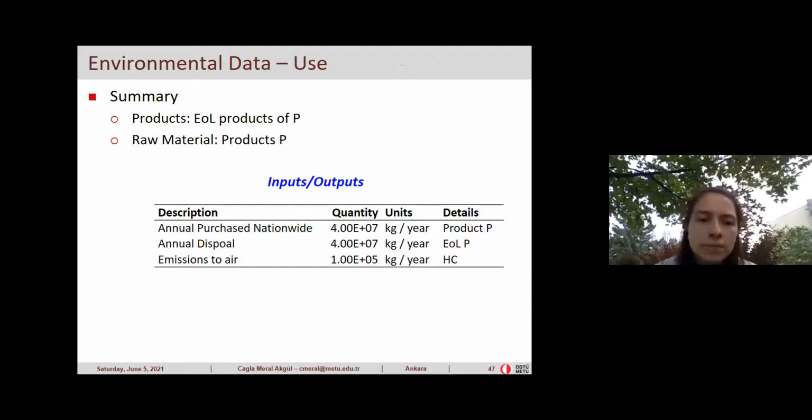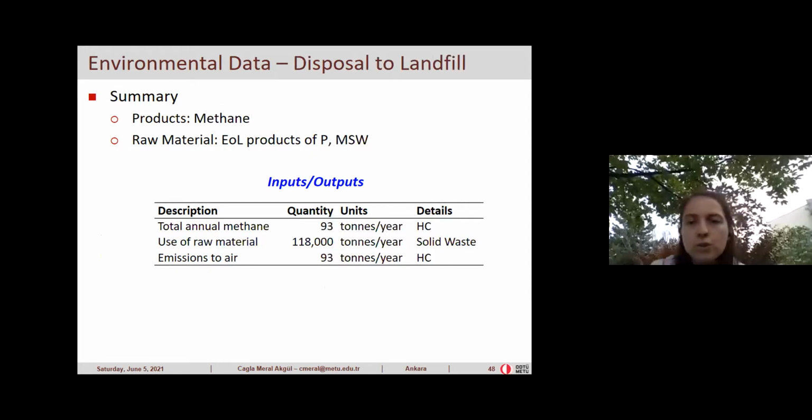Here, this is the use. So product is basically your raw material is your product P. You use it, and then your output is your end of life products of product P. And you then go to disposal to landfill. Raw material is your end of life of your product P, and you will produce methane. So here we have total annual methane for a landfill.